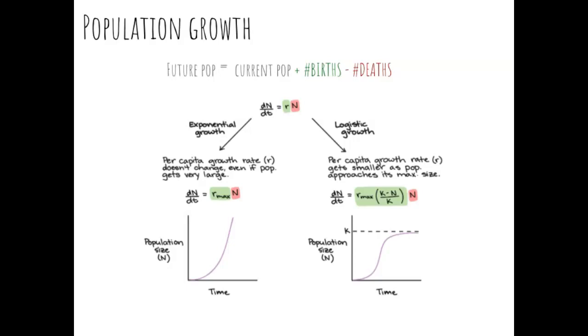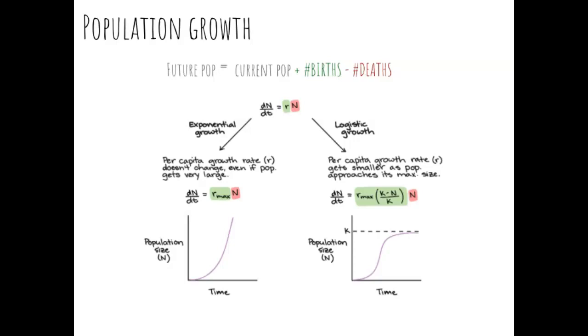So we can use a really simple equation where the change in the population over time is equal to the rate of change times the population size. We use letter capital N to denote the current population size, and we use letter little r to represent the number of births minus the number of deaths.